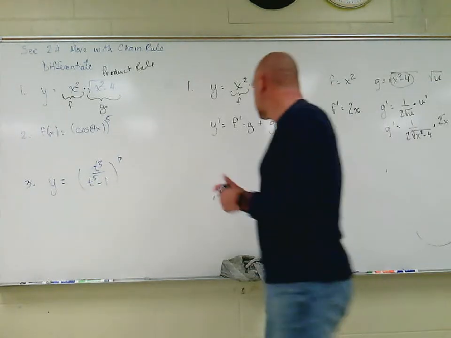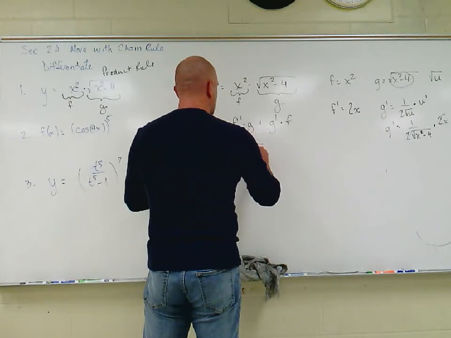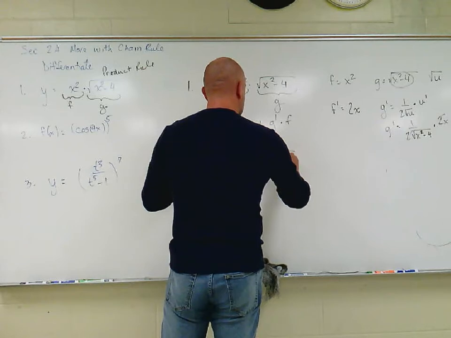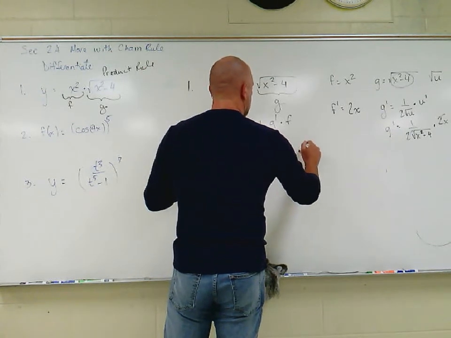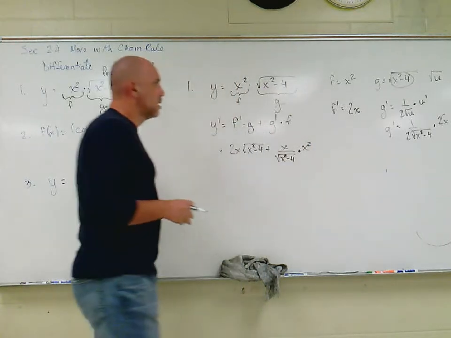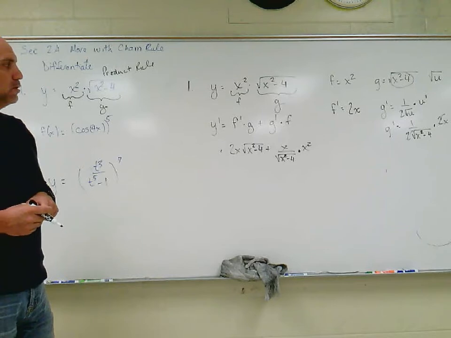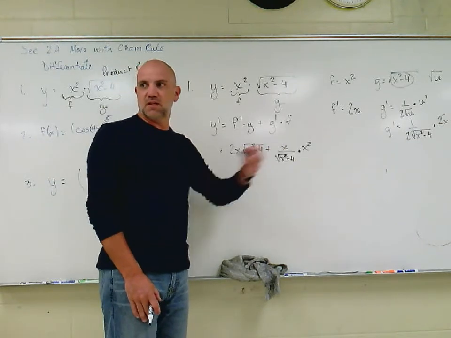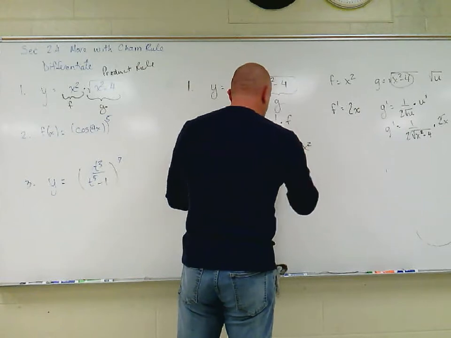All right, so let's see. So we get f prime, which is 2x, times g, square root of x squared minus 4, plus g prime, x over square root of x squared minus 4, times f, which is x squared. Okay. Now, the next thing that we could do, if we wanted, so again, this is just taking another step. I could say x times x squared is what? Make that x cubed, right? So we could do that.